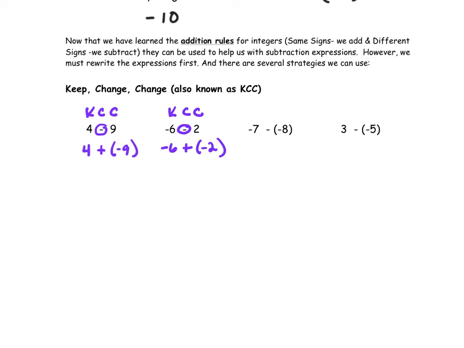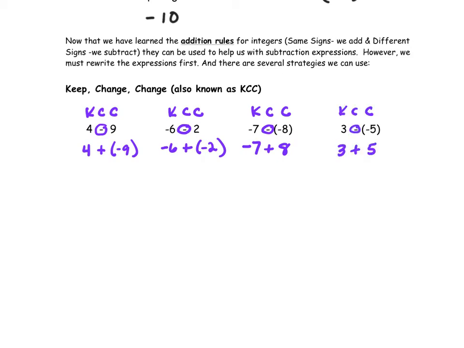Let's try it one more time, and then I'll have you try the third one on your own. We're going to write a keep, change, change. We keep the first number, negative 7. That's what we're given. We change the minus sign to a plus, and we change the negative 8 to a positive 8. So I'd like you to pause. Please do the last one on your own. And then I'd also like you to go back and see if you can answer each of these expressions.